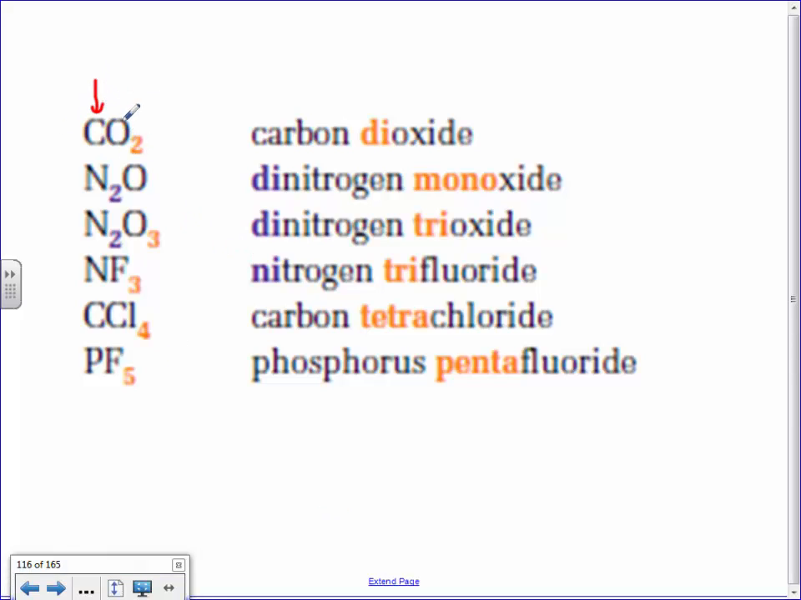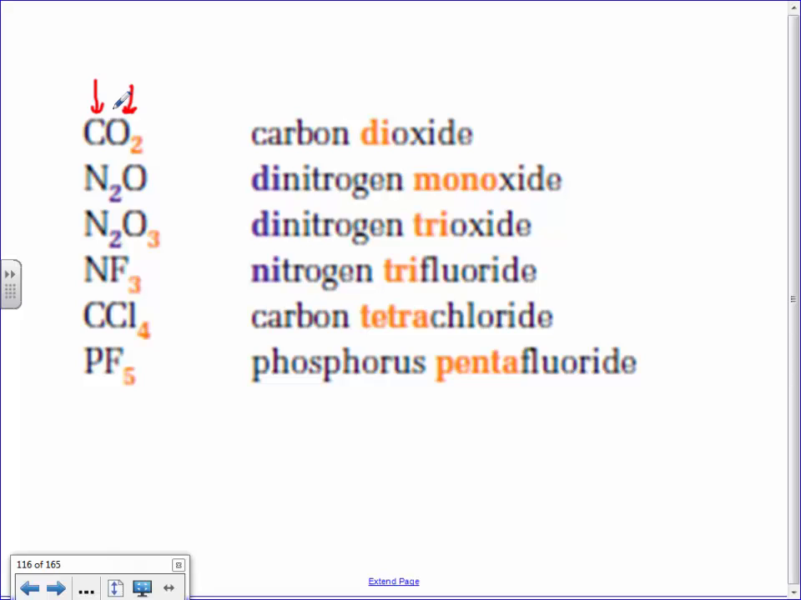You look at the first element you see, and you just write out its name. So in this one right here, C stands for carbon, so you call it carbon. Then the second thing that you have to figure out is how many you have. You see how there's a little 2 down here in the corner? Well, the prefix for 2 is the word di. Di is for 2.